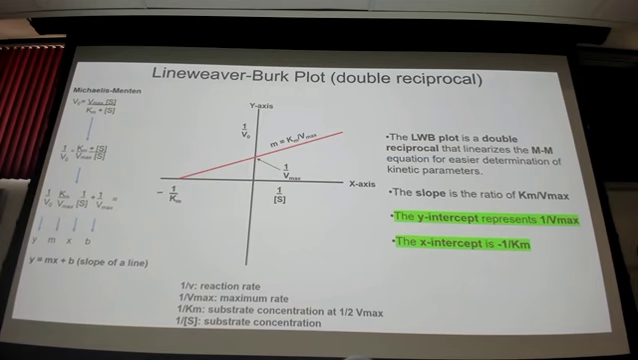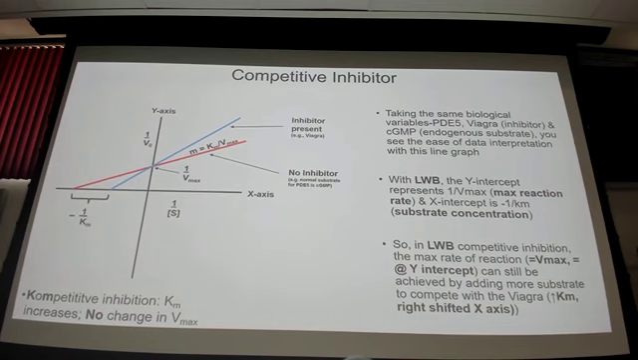One person say it. I can't hear. Yes. Maximum velocity of the enzyme reaction. Okay. So for competitive inhibition, the x-axis is substrate concentration, and the y-axis is 1 over V. The y-intercept is 1 over Vmax. The x-intercept is negative 1 over Km.